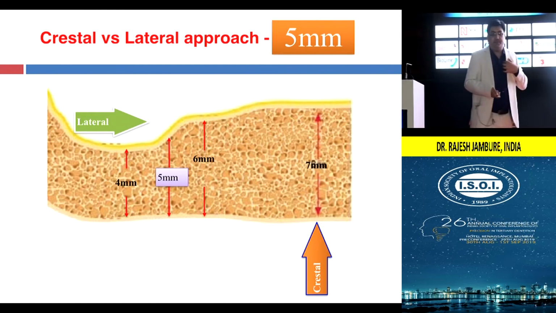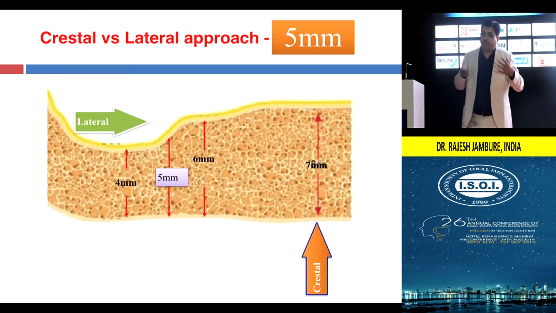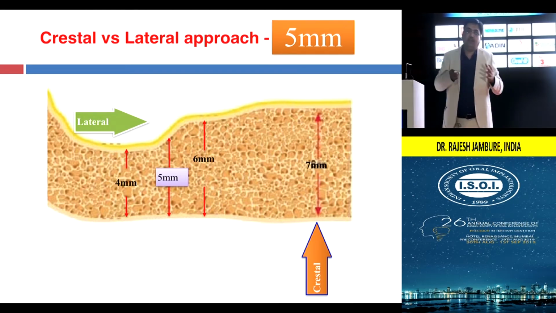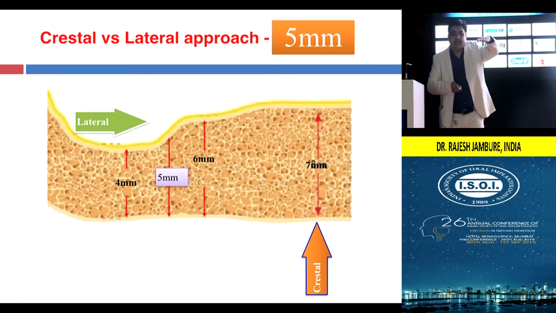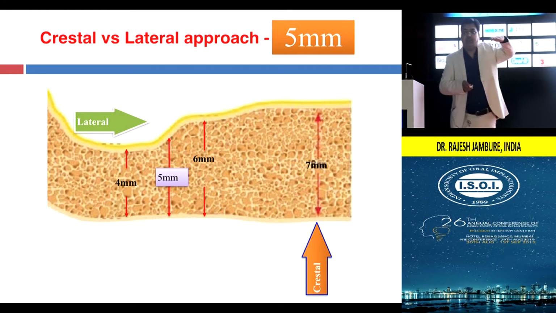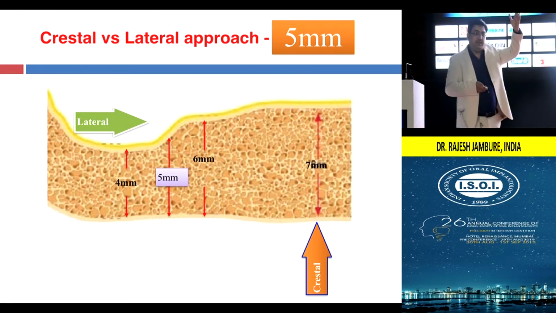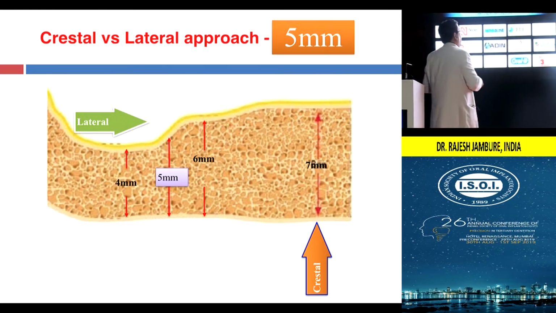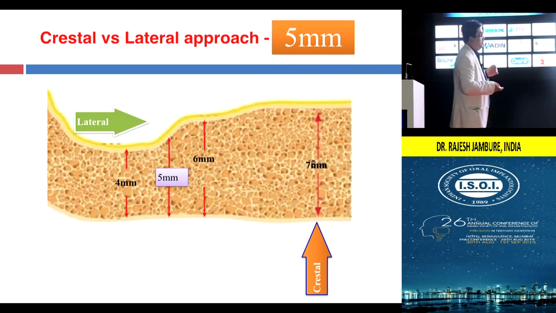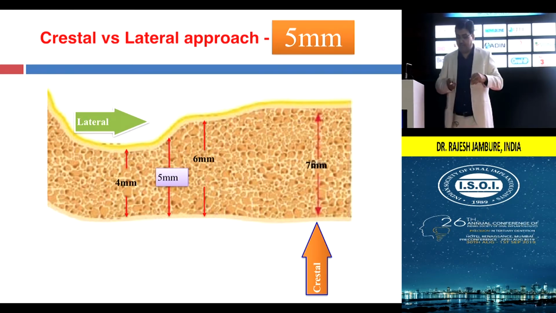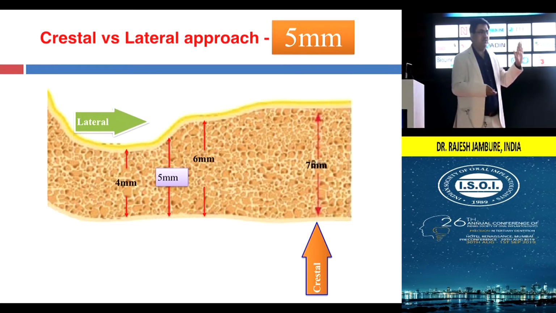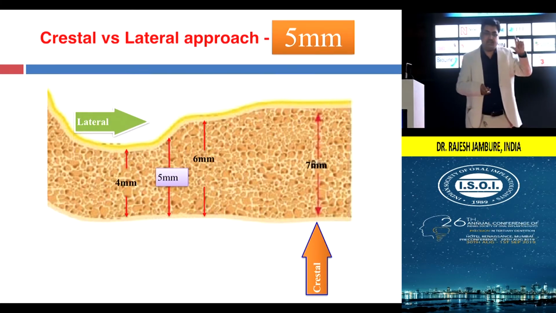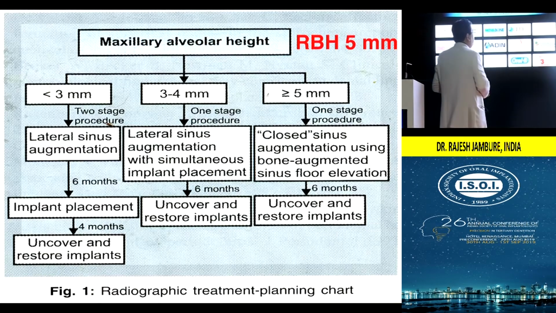So in my point of view, if you are starting some new cases, or if you are new in sinus surgeries, I believe that 5 millimeter should be the criterion, and try to follow this 5 millimeter guideline. Above 5 millimeter you can choose the crestal approach, and below 5 millimeter, if RBH is there, better you go for lateral, up to 7 to 8 millimeter. Above 7 to 8 millimeter, it's still recommended that you use short implants and you can finish your case easily.